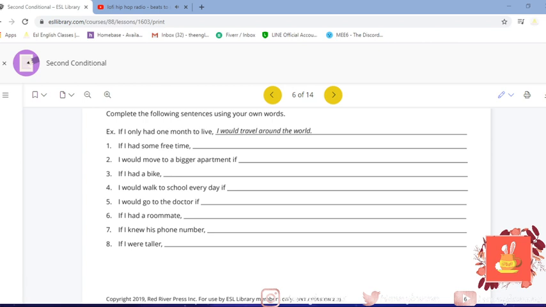So number 1, if I had some free time, I would play games. 2, I would move to a bigger apartment if I had money. 3, if I had a bike, I would ride it. 4, I would walk to school every day if it were closer to my house. 5, I would go to the doctor if I was sick. 6, if I had a roommate, I would talk with him or her. 7, if I knew his phone number, I would be able to call him. And 8, if I were taller, I would play basketball. Excellent. So that's a perfect score too, Jean. So you've proven to me that you know how to use conditionals, or second conditional.